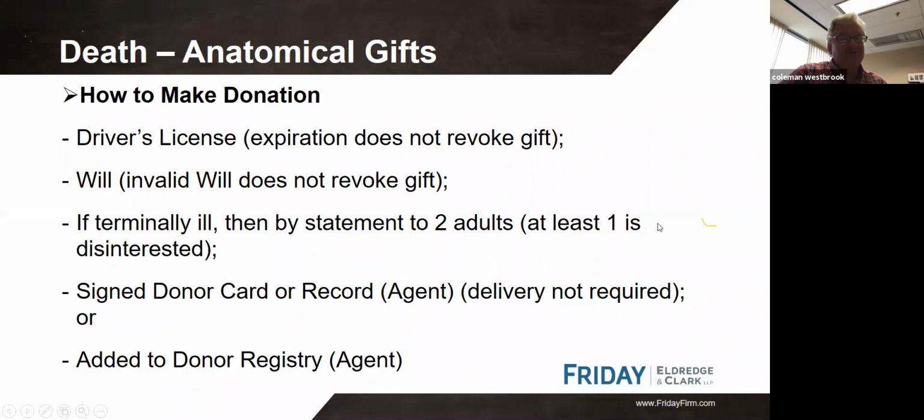And again, you can do it on your driver's license. You can do it in your will. If you're on your deathbed, you can do it by just some oral statement. And then there's the donor registries and donor cards that you can do. Next page.